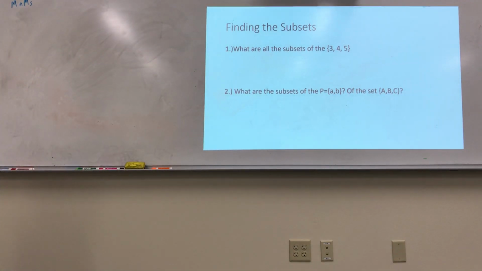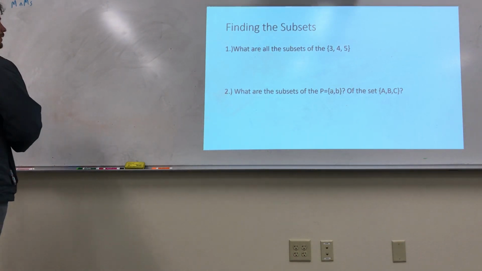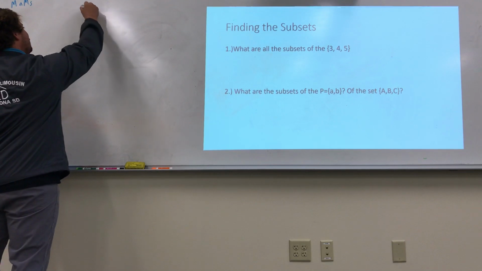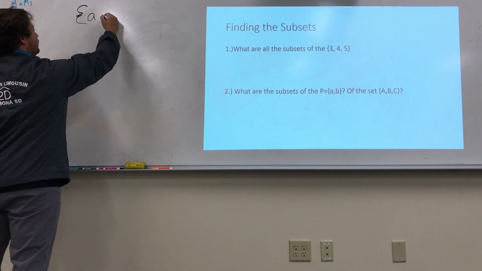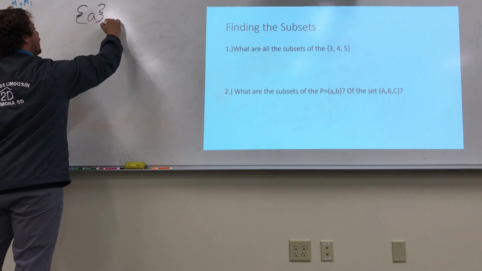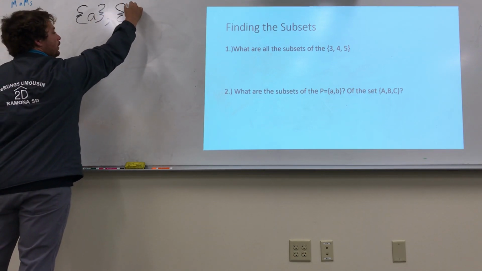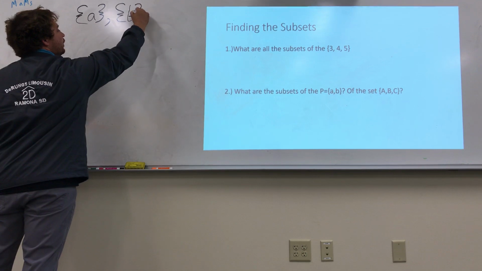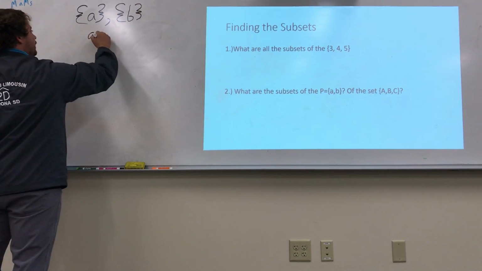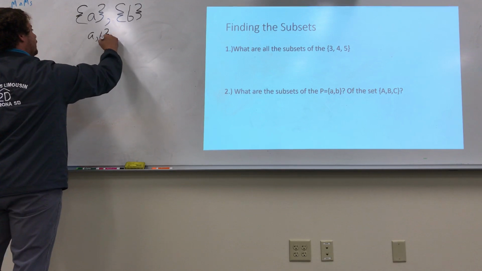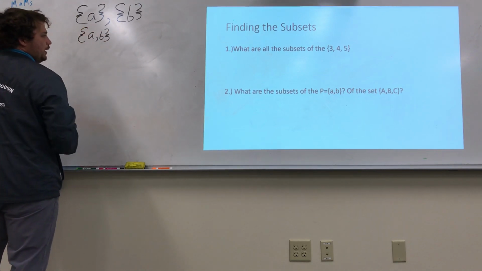Alright, what are the subsets of A and B? Okay, so if you have this subset, you can have A, right? For the first question, you could just have B. You could have A and B in the subset, and that would be your three options. Okay, what about A, B, C?